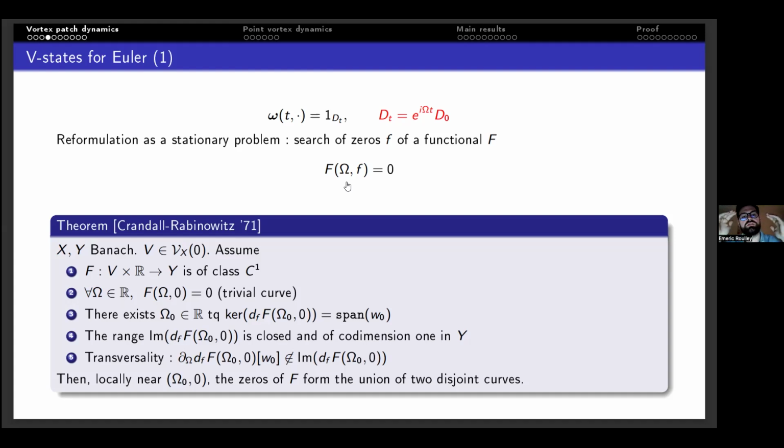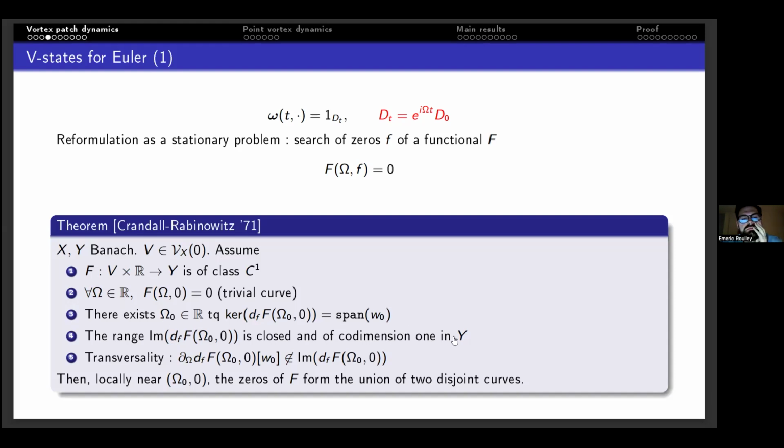So you're looking for properties of the function such that the hypotheses of the implicit function theorem fail. And how can you fail the hypotheses of the implicit function theorem? By not having an isomorphism, for instance. You need a kernel of dimension 1, for instance. If you have a kernel of dimension 1, in particular you're not injective, so you cannot be an isomorphism. And the theorem here tells you that if your function is smooth enough, let's say C^1, you have a line of trivial solutions, and you have a kernel of dimension 1 for the linearized operator at the trivial solution. So for a given omega_0, this happens. And imagine that the range, the image of the linearized operator, is closed and of codimension 1 in the target space.